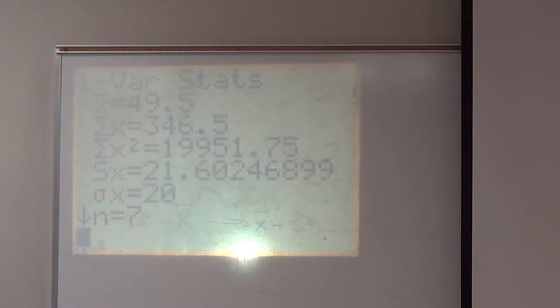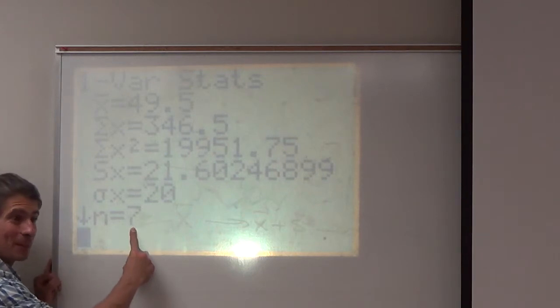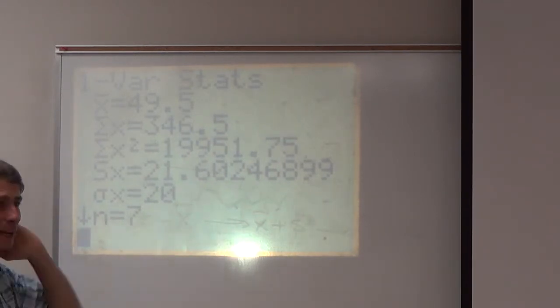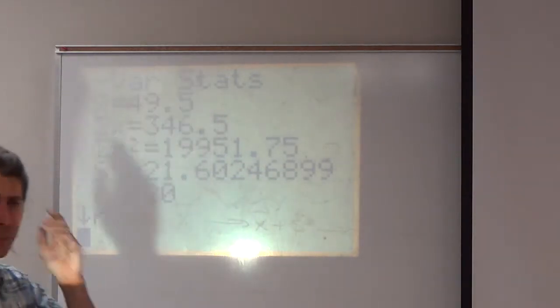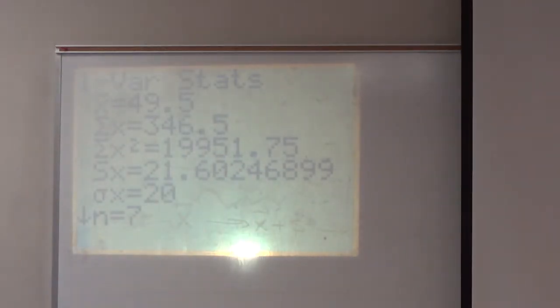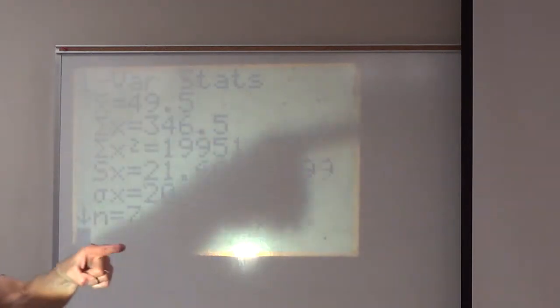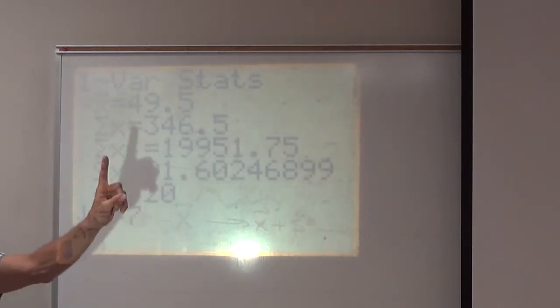Because it thinks there's only 7 people in the race. There aren't only 7 people. We figured out there were 81, right? Did we figure out there were 81 people in the race? Why does it think there's only 7? Because I put 7 data points in list 1.